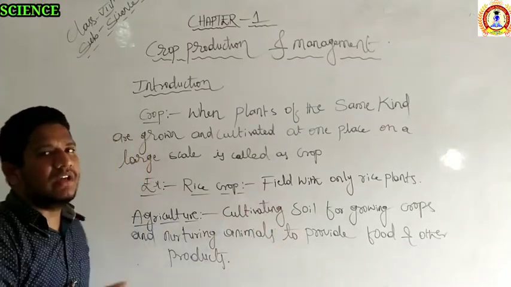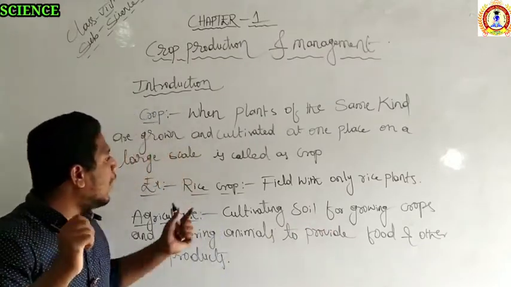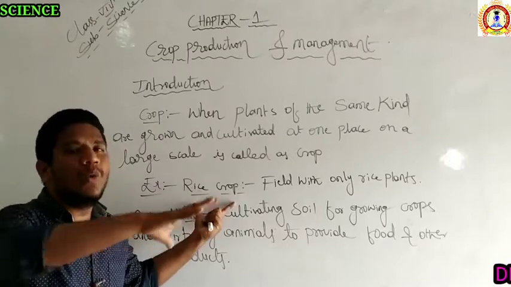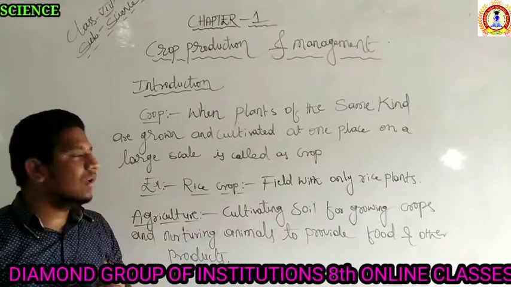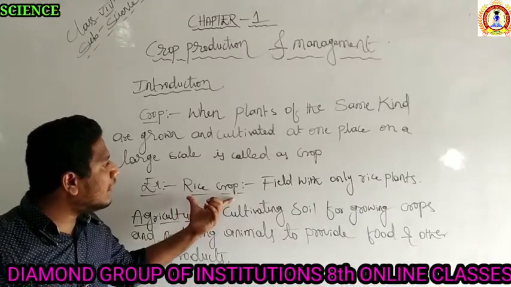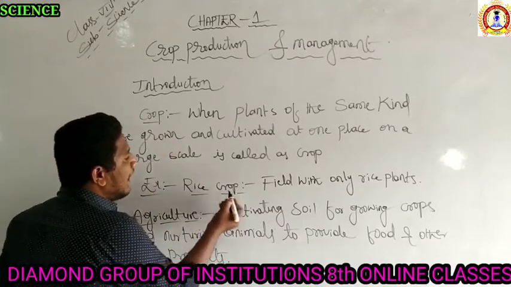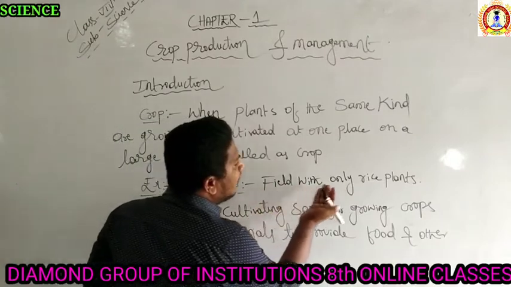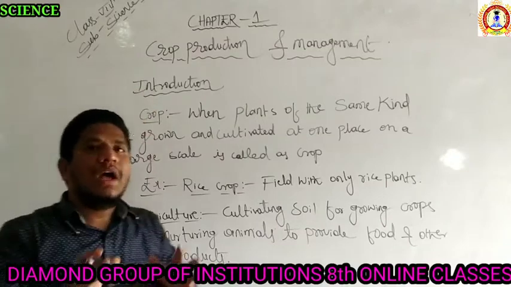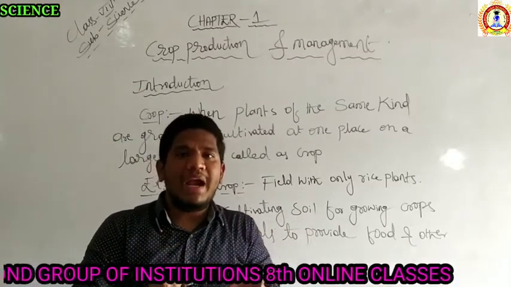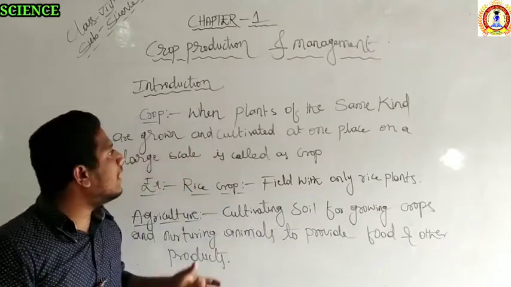Just consider you have 1 hectare of land. In that land you are planting rice, and the whole 1 hectare is sown only with rice plants. That kind of plants are known as a crop. The ultimate example is the rice crop. What does the rice crop mean? It is a field with only rice plants. What is a crop? A crop is a single or same kind of plant grown on a large scale on the same land. That is called a crop.